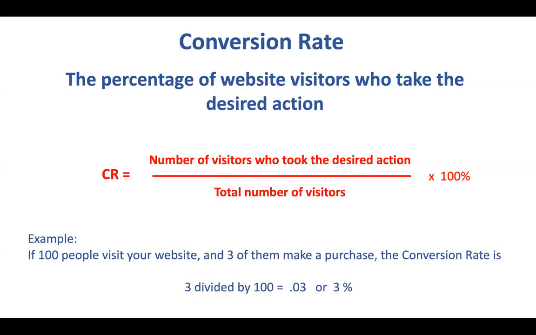Conversion rate is the percentage of website visitors who take the desired action. And it's computed by dividing the number of visitors who took the action by the total number of visitors. So for the statistic I gave you earlier, it would be the 3 customers divided by the 100 visitors, or a 3% conversion rate.